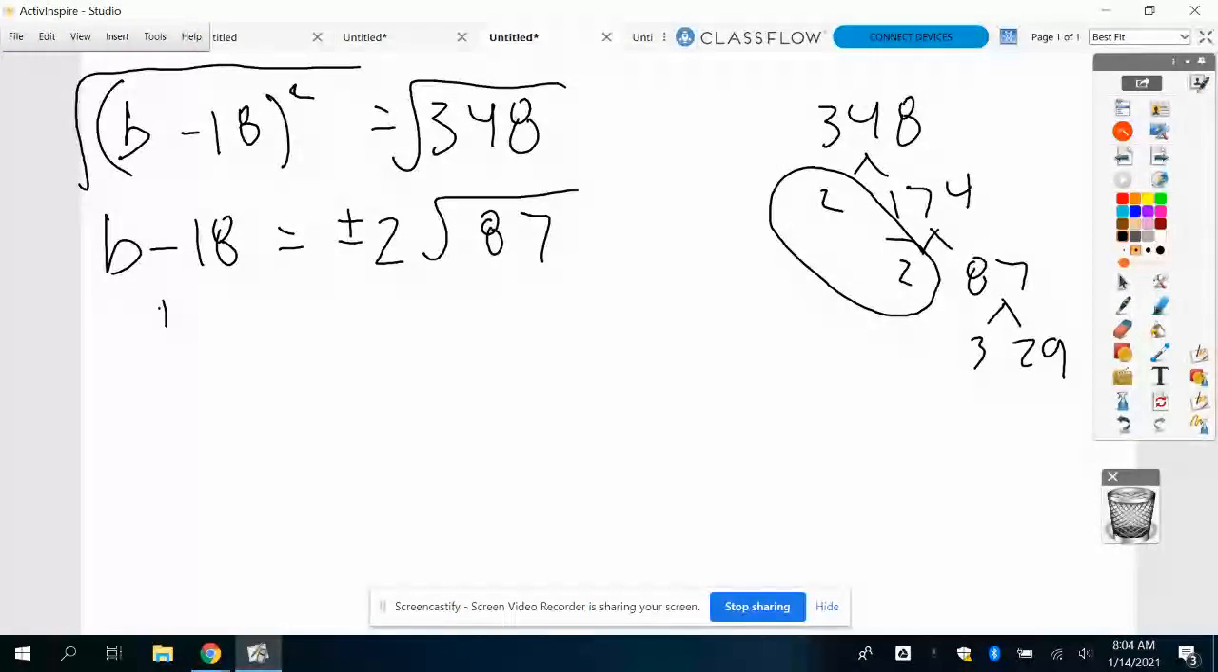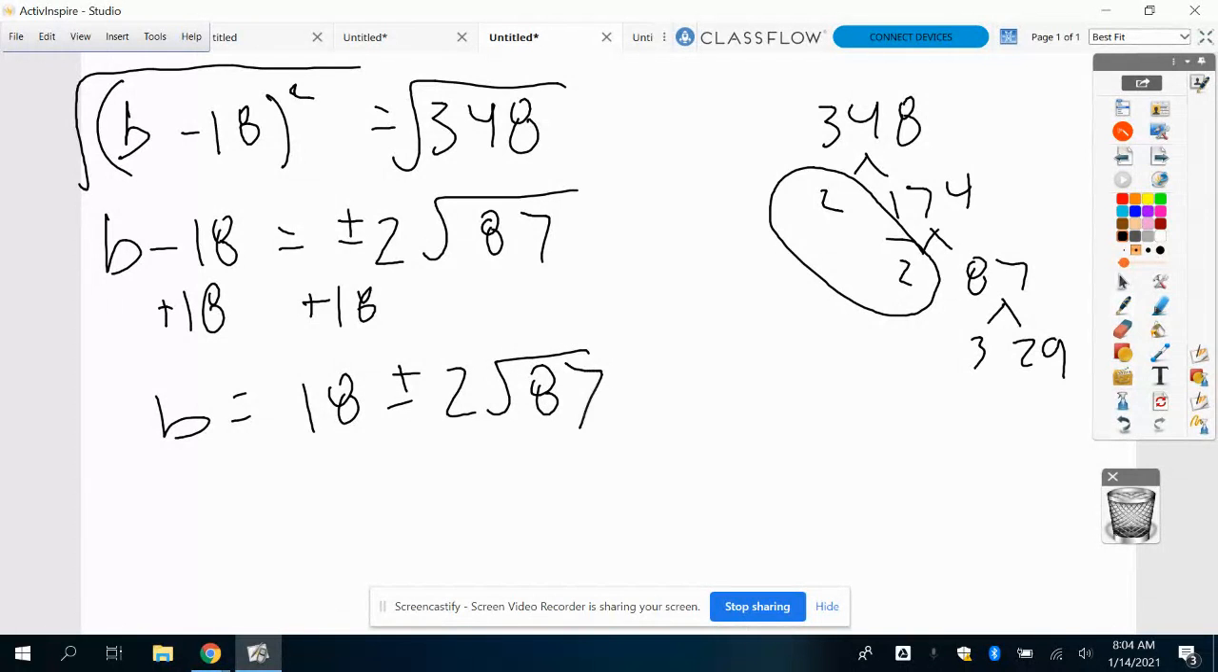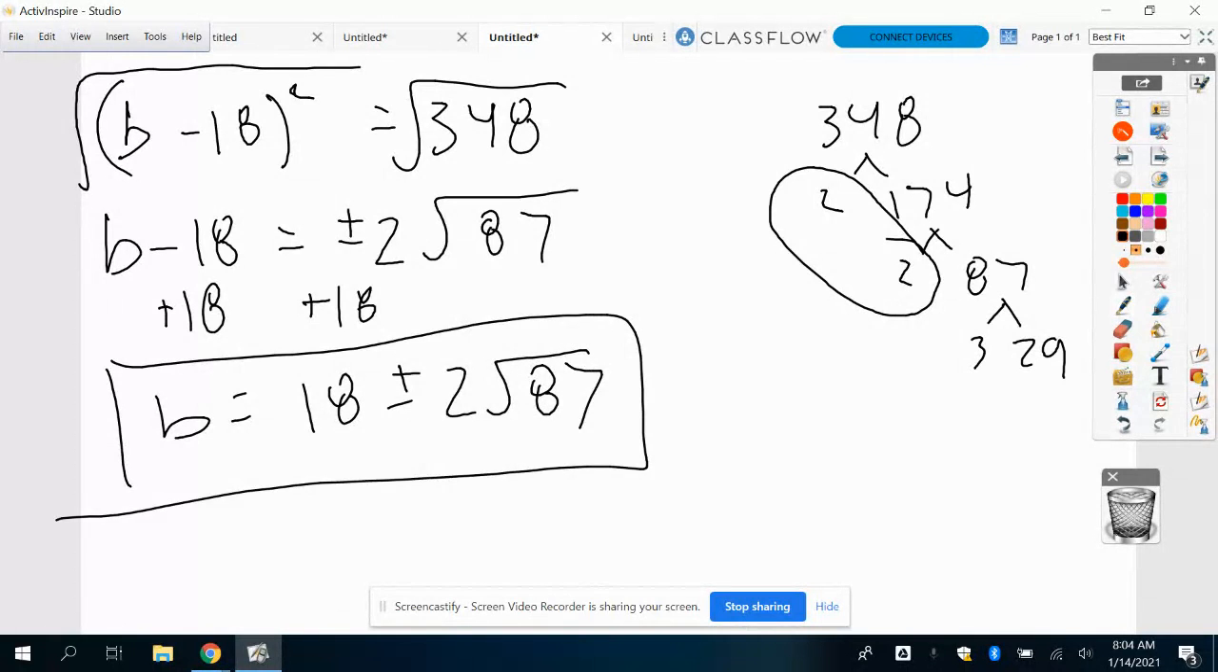And then last but not least, we add 18 to both sides. So b equals 18 plus or minus 2 radical 87. And there's your answer.